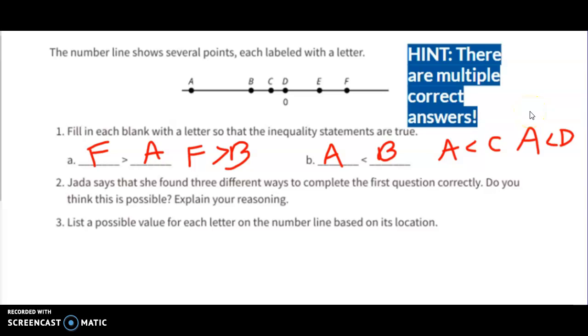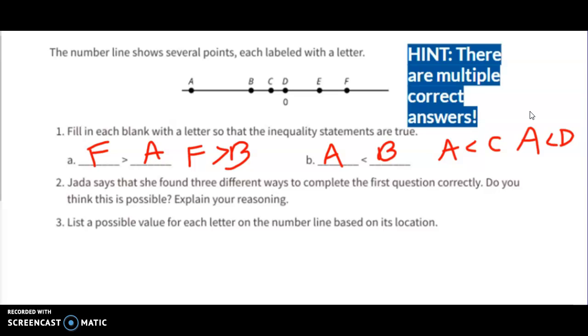List a possible value for each letter on the number line based on its location. So if we look at those letters on the number line, A is very far from 0 and F is far from 0. They're not equally apart, but we can put them on the number line so that we can put some values to them. So let's put some values to them.